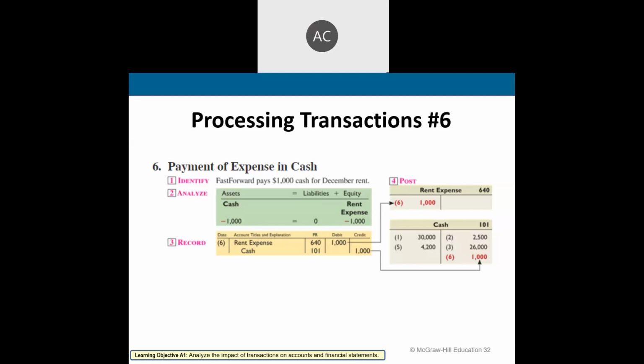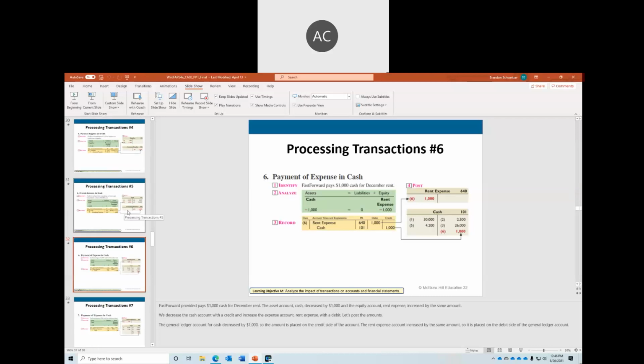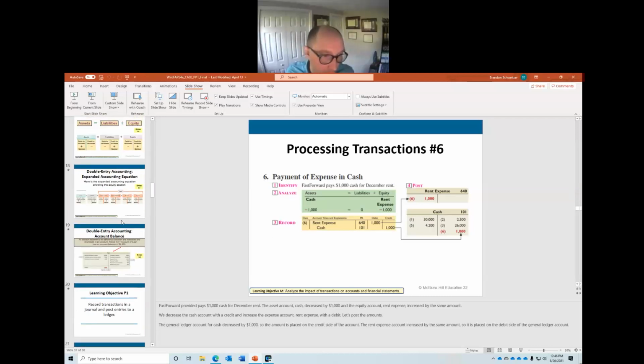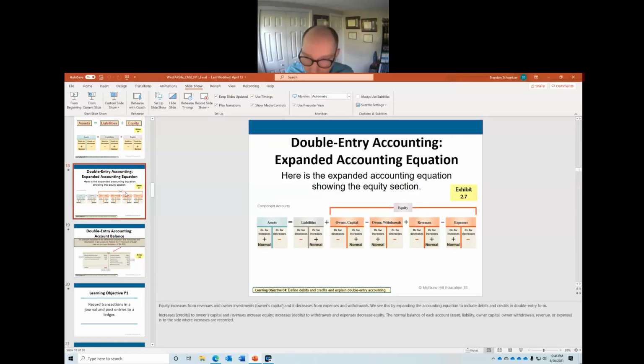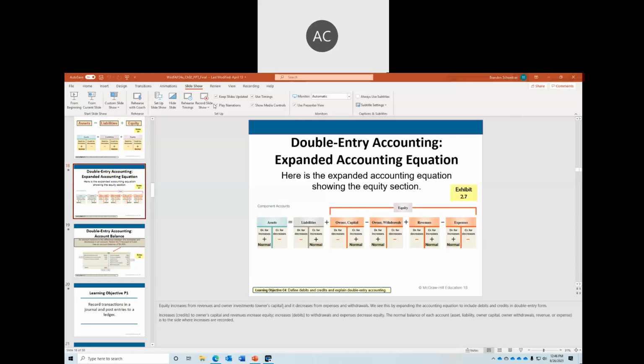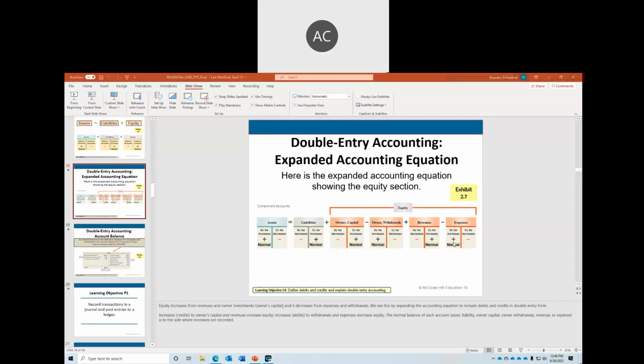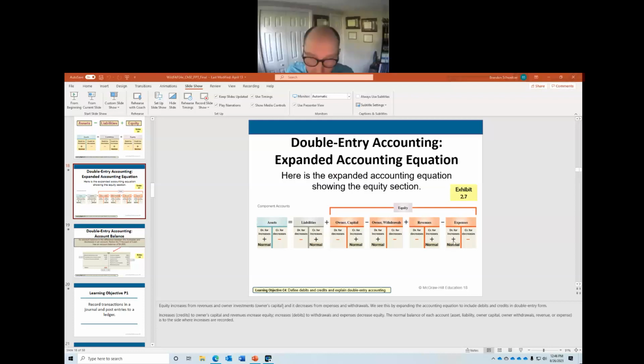So if you go back, there was a slide that explained this really well. Remember, we're on 32. If you go all the way back to slide number 18, under equity, you see that under expenses, it has a normal debit balance to increase the expense. Does that help a little bit more?